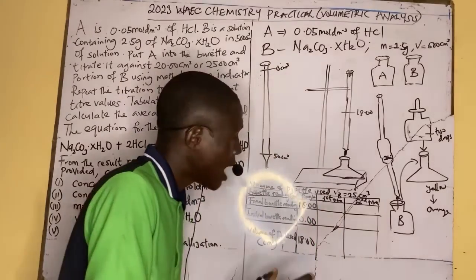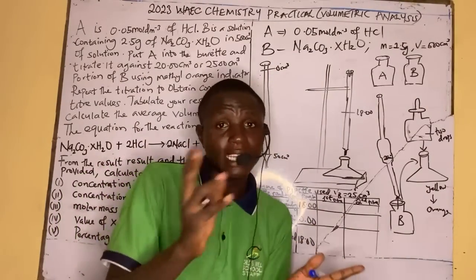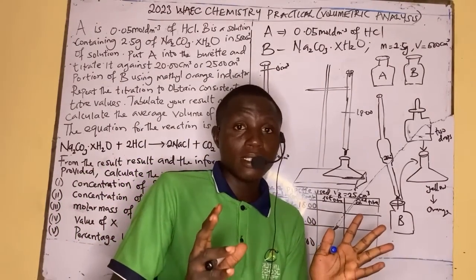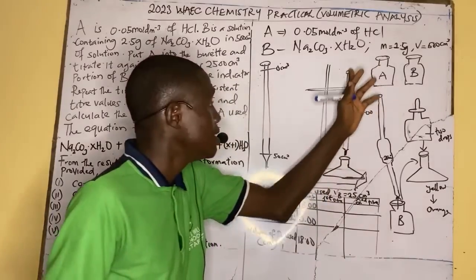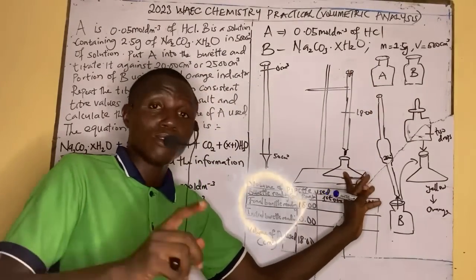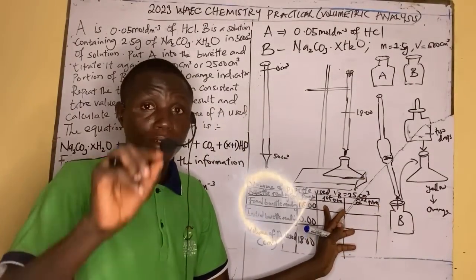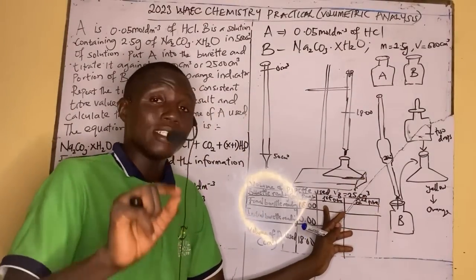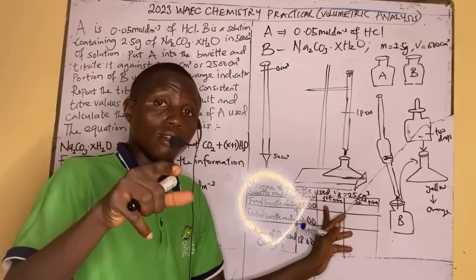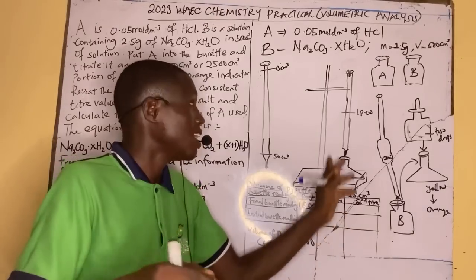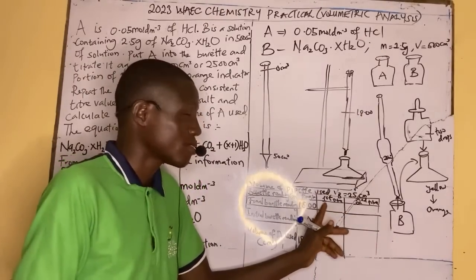So when I have the clue that it's going to be around 18, I will be stepping down my release of acid into this conical flask. When I'm performing the first titre, I will step down a little bit when it is 16, so that I will be dropping the acid stepwise when I'm carrying on the first titre.